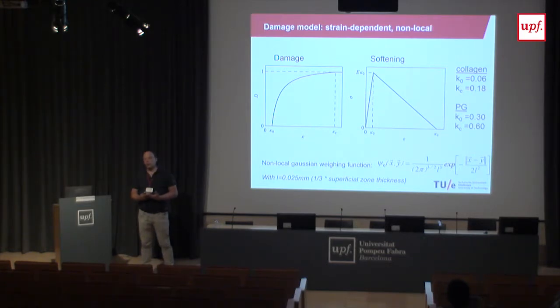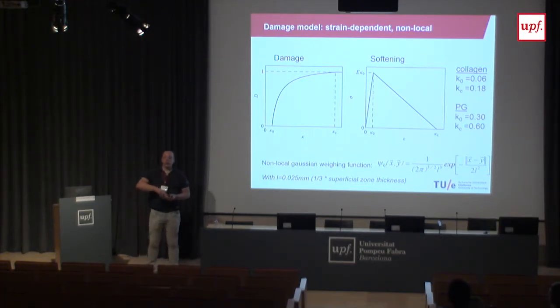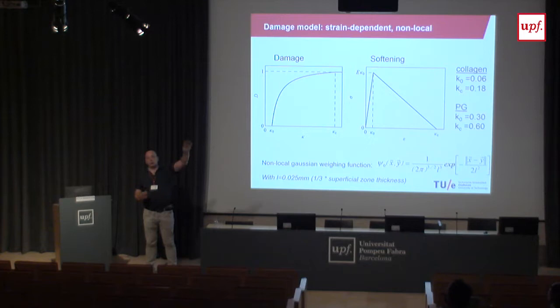I don't know how familiar you are with modeling damage in tissues, but basically what you do is you look at the strains that you get in your tissue, like in your collagen or in your solid. You look at the strains that you have, and when the strains cross a certain level, then you may expect that damage starts to occur.